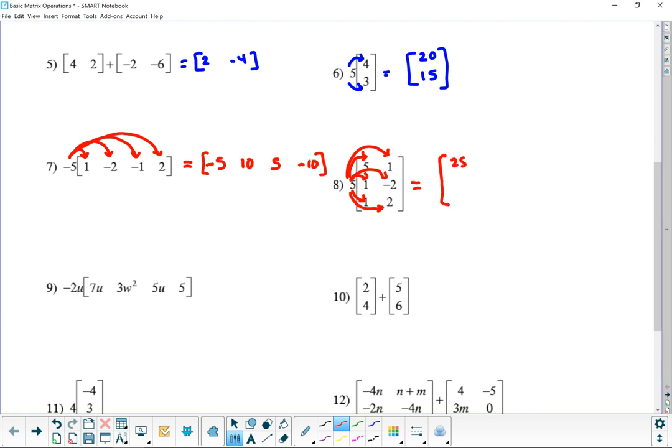5 times 5 is 25. 5 times 1 is 5. 5 times 1 is 5. 5 times -2 is -10. 5 times 1 is 5. 5 times 2 is 10. So just basically distribute it all throughout.